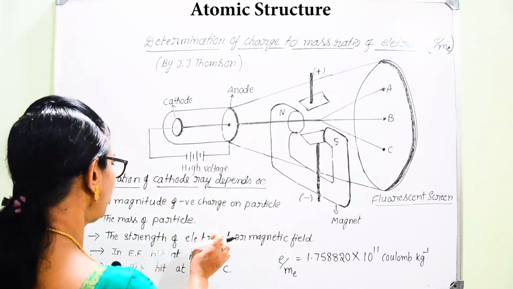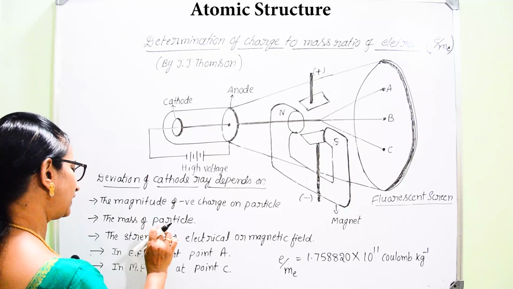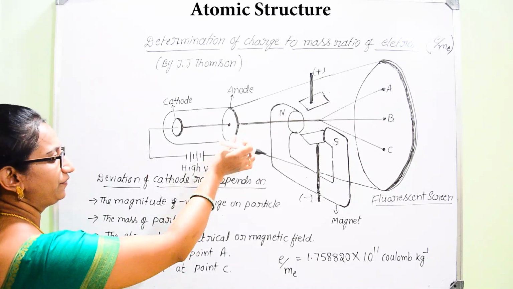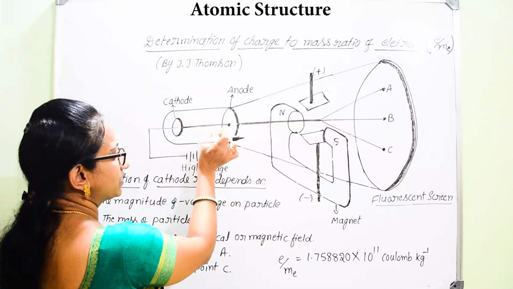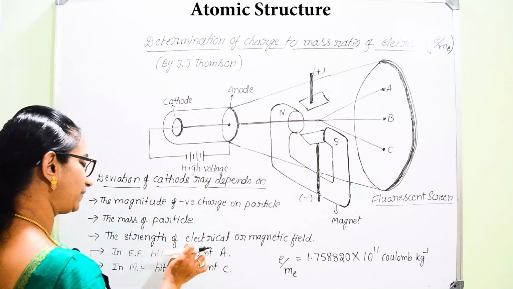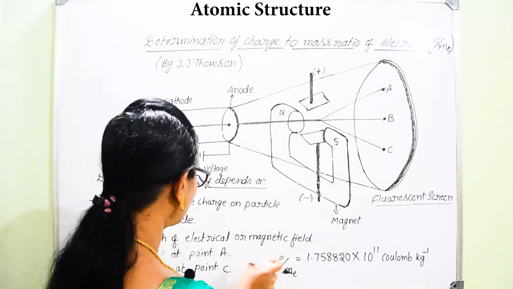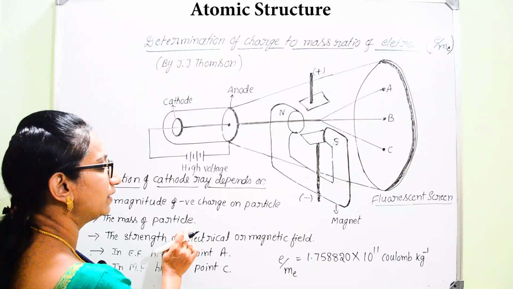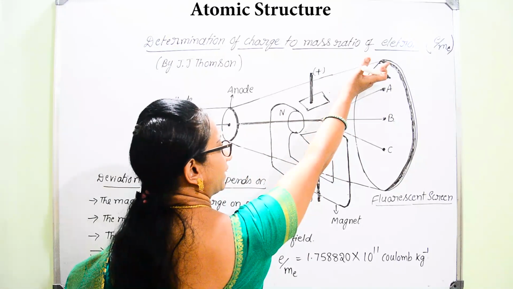Now we can say that for the mass of the particle, if you consider one particular gas, the lesser the mass of the particle, the more is the deflection.